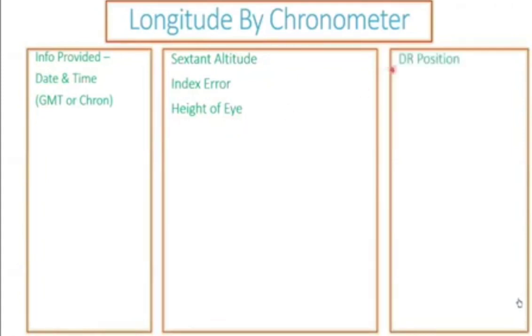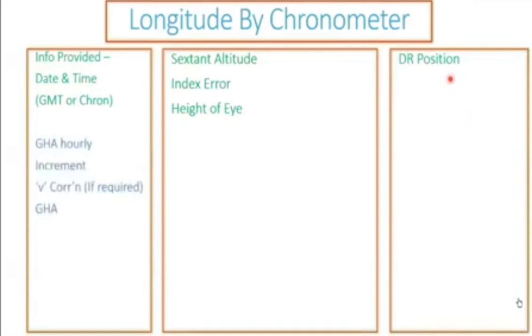And the third thing which is provided in these questions is the DR position, the DR latitude and the DR longitude. So this is exactly all the information which is available to the navigator when he takes a sight. He will be able to find the exact date and time when the sight is taken. He will be able to get the sextant altitude of the body. He will know what is the index error of the sextant. He will know what is my height of eye in this particular condition of loading. And he will also know what is the DR position of the ship. So this is the information which is given to us in the question.